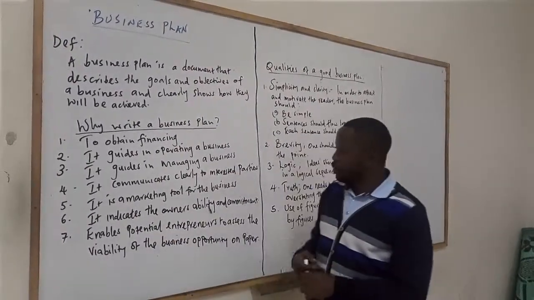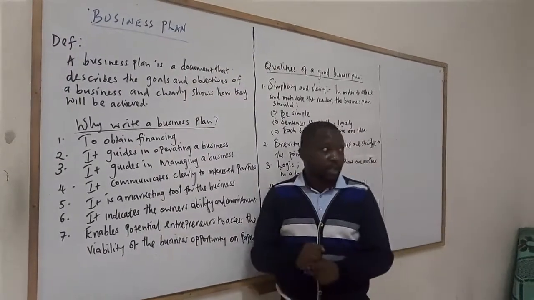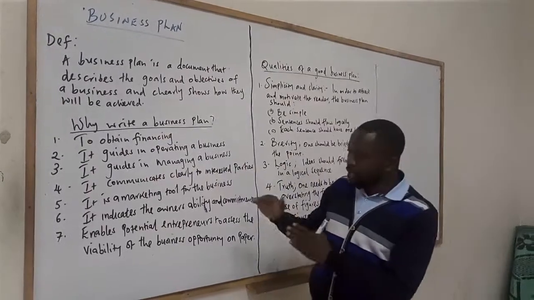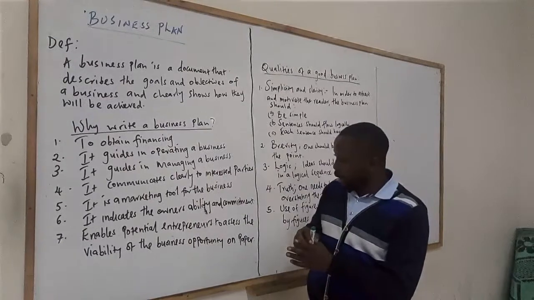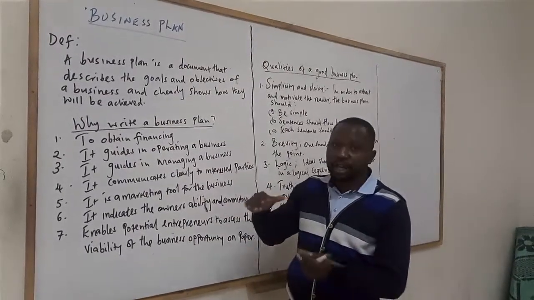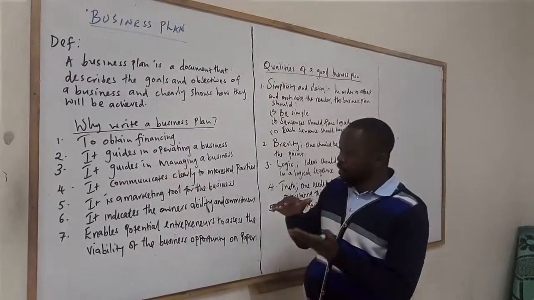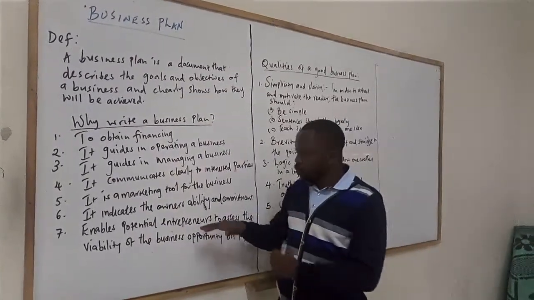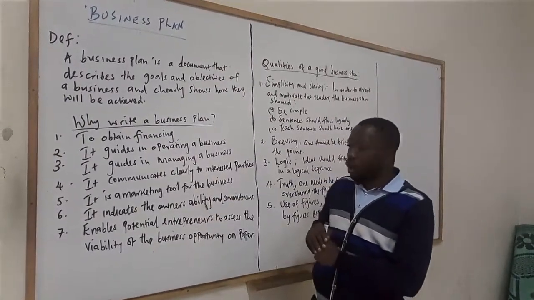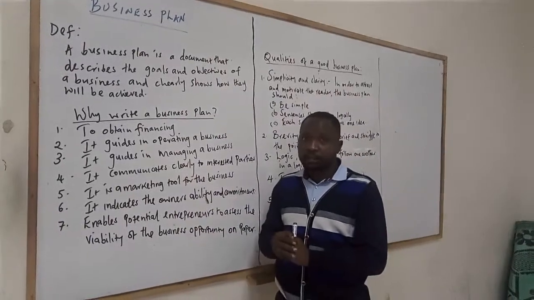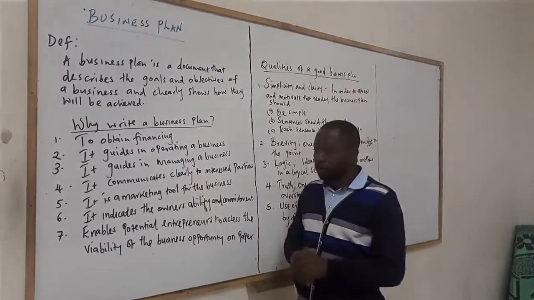It also enables potential entrepreneurs to assess the viability of the business opportunity on paper. So in this case, you are in a position to confirm and be clear that this kind of opportunity that you are going to venture in will be successful or will not be successful. So from there, you'll be encouraged either to go on and implement that business, or to leave that particular business idea now that you have confirmed that it's not viable.